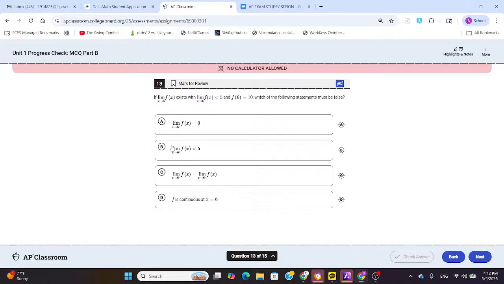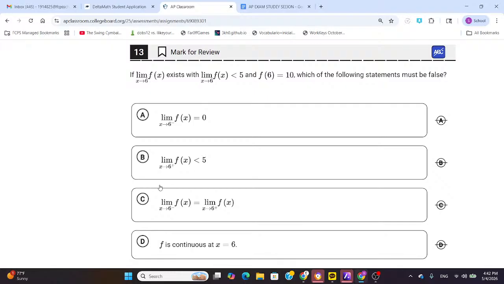If the limit as x approaches 6, f of x exists with limit as x approaches 6, f of x is less than 5, and f of 6 equals 10. Which of the following statements must be false? Take a quick look. Let me take a quick look at this one.